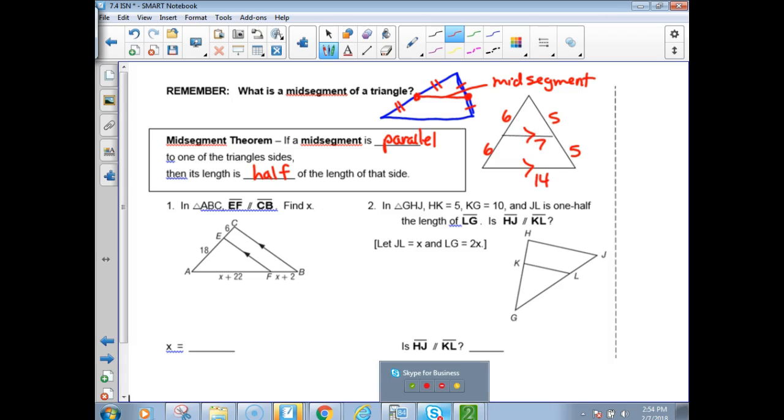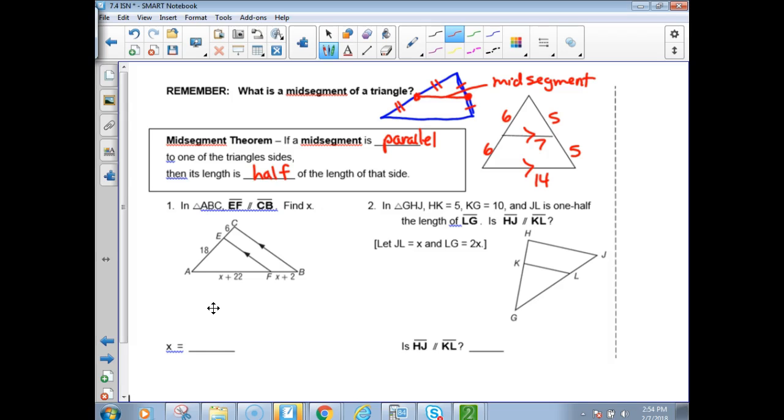So you can go forwards and backwards, meaning if the midsegment is half of the side, and if you were given the midsegment, you would double it to get the side. And if you were given the side, you'd cut it in half to get the midsegment length.